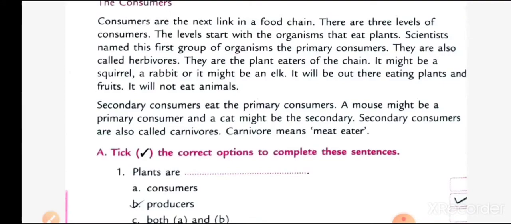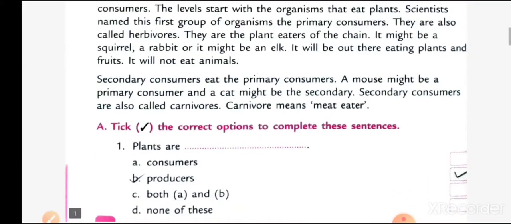Secondary consumers eat the primary consumers. A mouse might be a primary consumer, and a cat might be the secondary. Secondary consumers are also called carnivores. Carnivore means meat eaters.